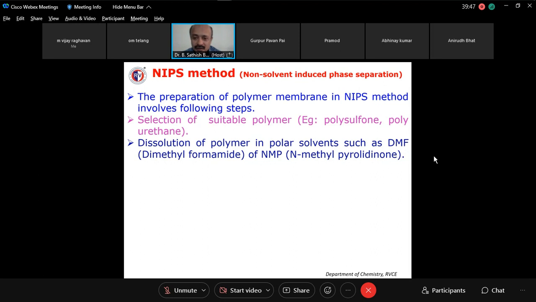Polysulfone and polyurethane are usually soluble in highly polar solvents. The highly polar solvents used here are dimethyl formamide, represented by DMF, and N-methyl pyrrolidone, represented by NMP. You should remember the structures of these, just for your information, and why they are considered polar solvents. It is called N,N-dimethyl formamide.